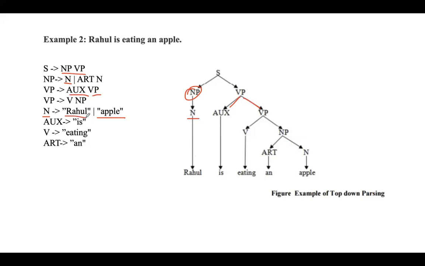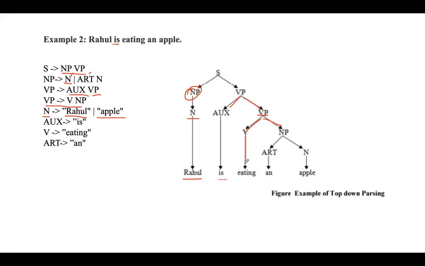So noun derives Rahul. Wherever there are two possibilities, you can check the two possibilities. Whichever is apt or matched with the given sentence, you need to select that. So Rahul, and then move to the second word. It is auxiliary. Yes, it matches, so is is an auxiliary verb. You can take it as is and expand this now. So VP derives, here we have the second production, VP derives V NP.